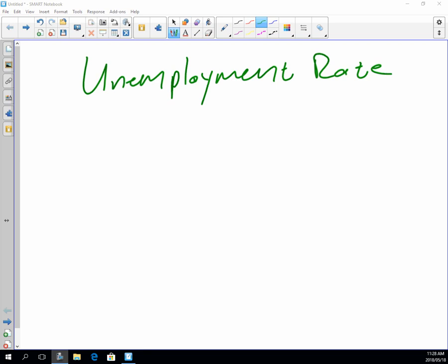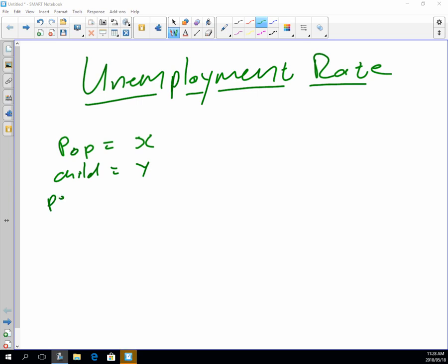Okay, so we're now going to look at our unemployment rate, or rather how to calculate our unemployment rate. In your exam, the question is probably going to give you quite a lot of information. They're going to say that the population of the country is X amount, there are so many children, Y amount, so many pensioners of so much. And it doesn't really matter. You can ignore all that information.